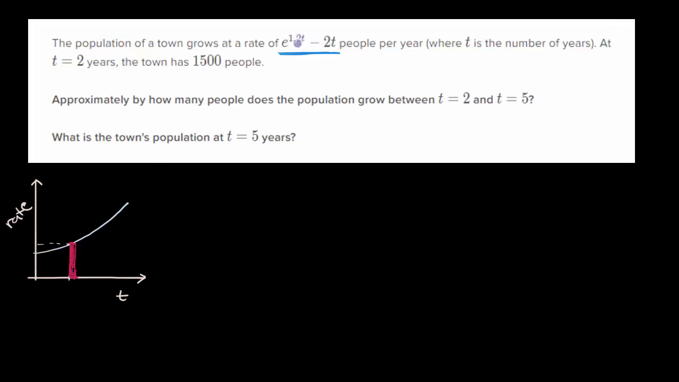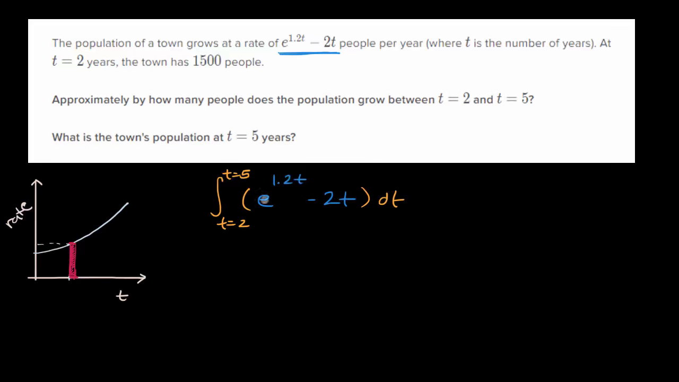So what we really want to do is find the area under this curve from t equals 2 to t equals 5. And we have seen multiple times in calculus how to express that. So the definite integral from t equals 2 to t equals 5 of this expression, e to the 1.2t minus 2t, dt. If we just evaluate that, that will be the answer to this first question.